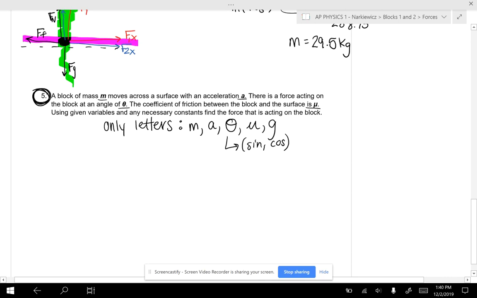Again, start with a free body diagram, resolve into components, do net force equations, do a whole lot of fun algebra. Enjoy the rest of your snow day.